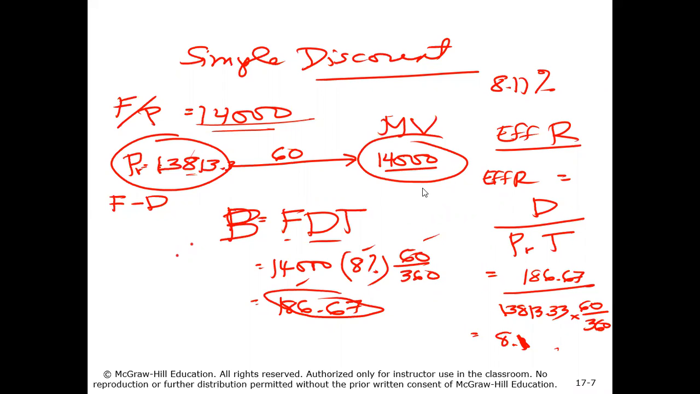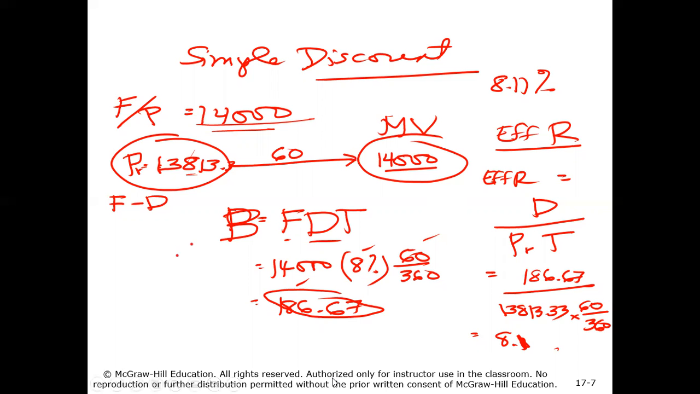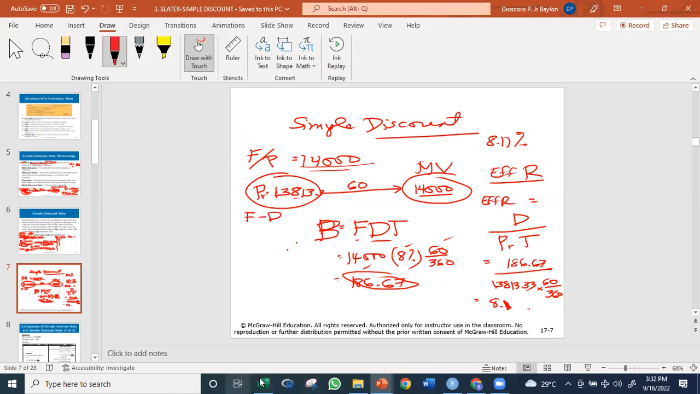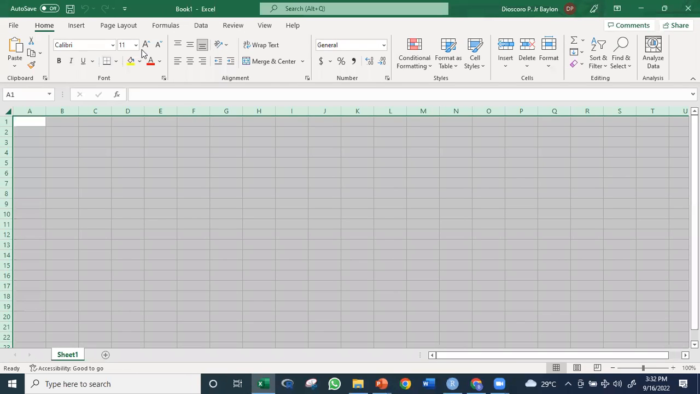Sige, ang gagawin natin, okay. What we can do is, so this is the proceeds, di ba? Yung 13,813. And then, ito yung hiniram natin. Tapos ito yung, okay, sige, tingnan natin. Very excellent question, Ethan. So let me open Excel, kasi I will have to introduce here some functionalities.